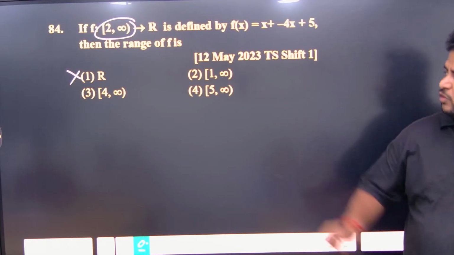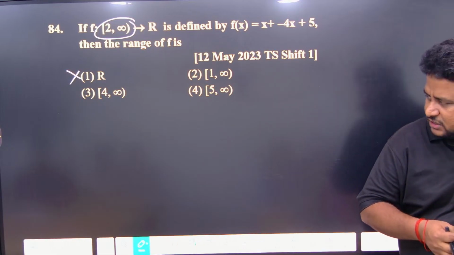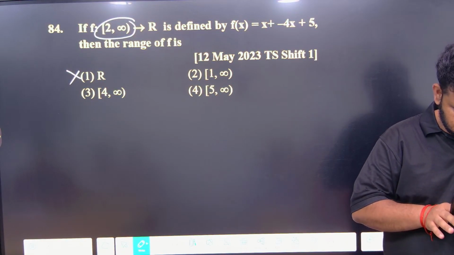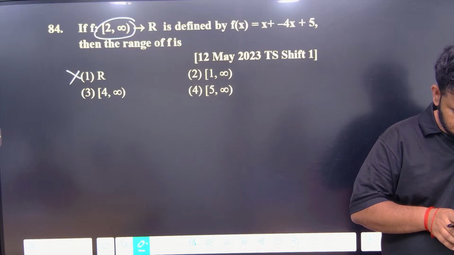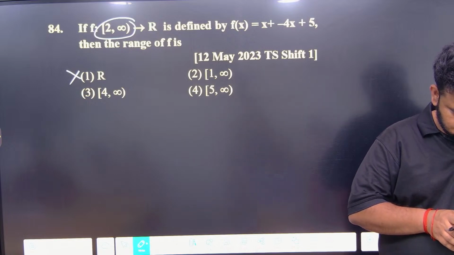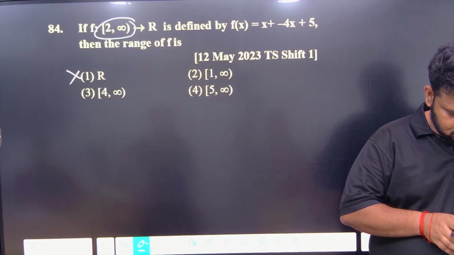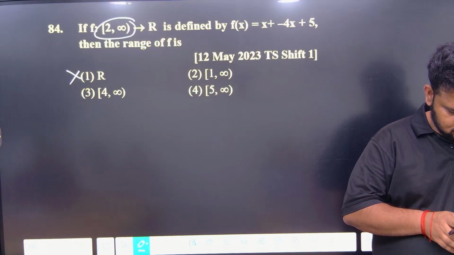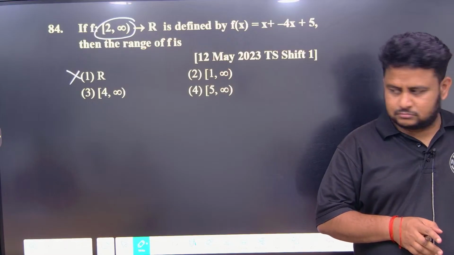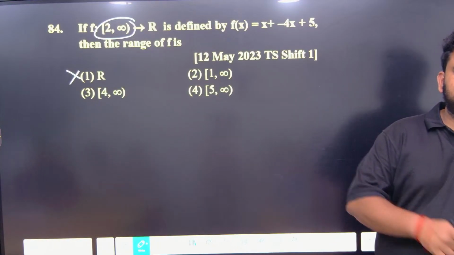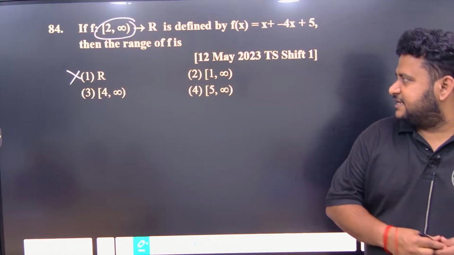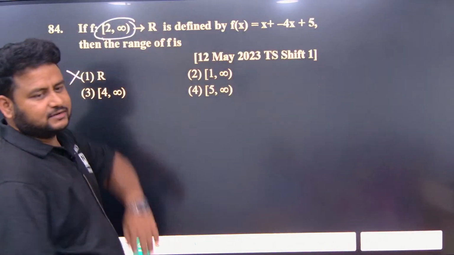Think and tell me. What is the meaning of that? If f is running from there, what is the meaning of that? Second option you are telling. Why second option? I am asking the reason. See, they are telling 2 to infinity these real numbers. From the range of real numbers, you remove that. That is what they are telling.